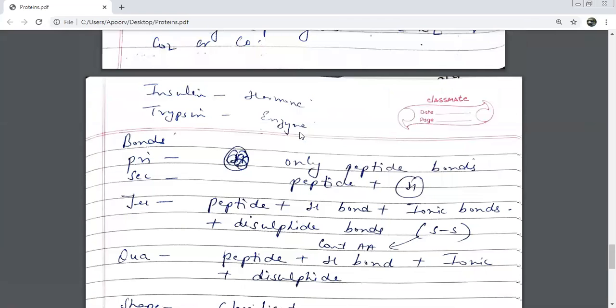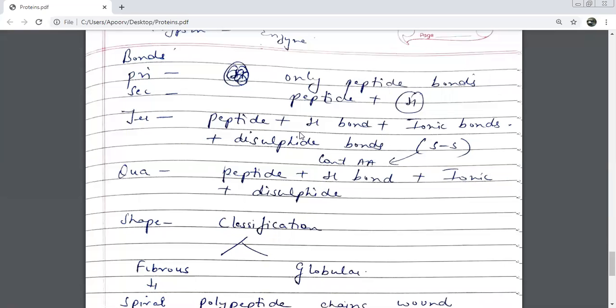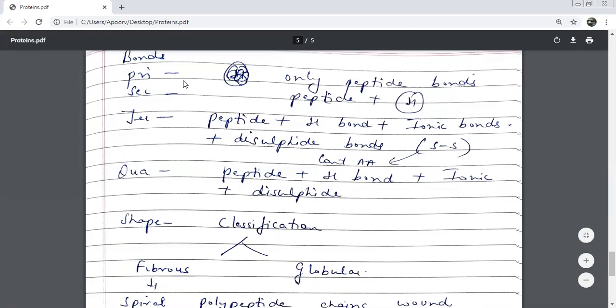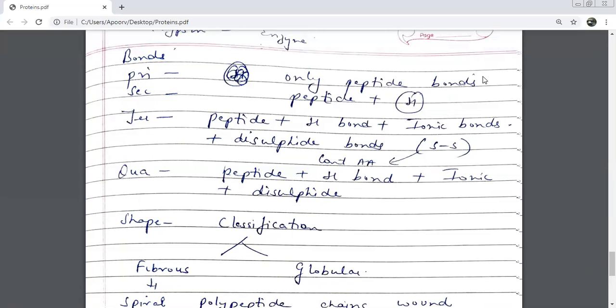Now let's come on to the same thing: bonds. If I talk about the primary structure, we had only one bond. Which was it? Peptide bond. Let's move on to the secondary structure. We had 2 kinds of bonds. What are they? Peptide and hydrogen. In tertiary, we will have peptide bonds, we will have hydrogen bonds. We may also have ionic bonds. At times we may have which kind of bonds? Ionic bonds and disulfide bonds. When will there be disulfide bonds, beta?